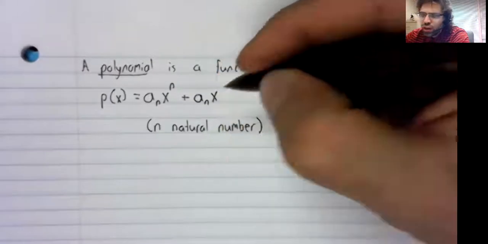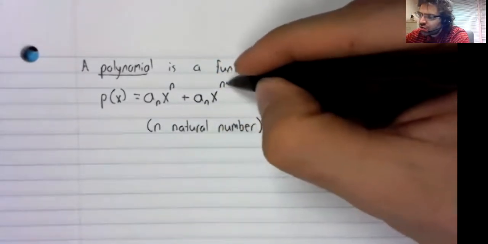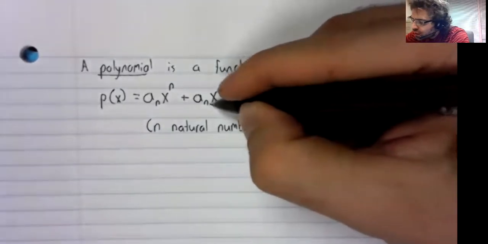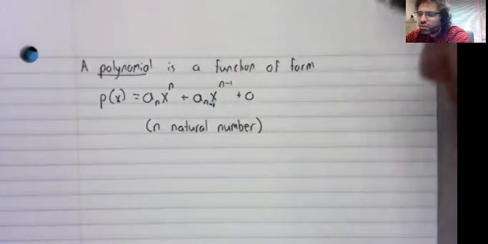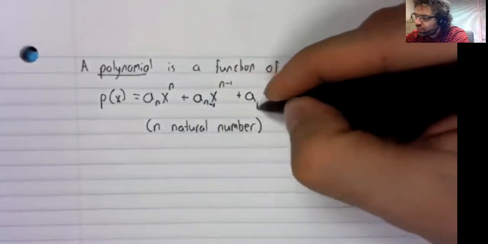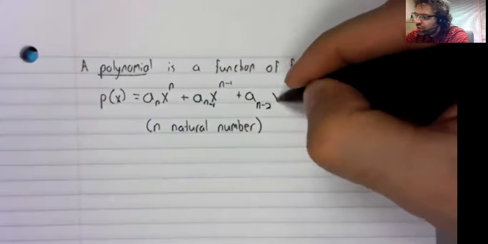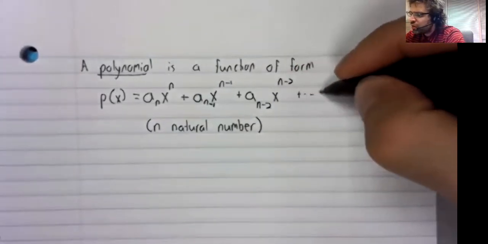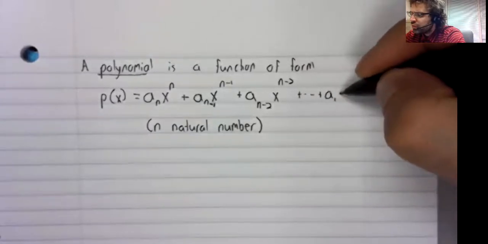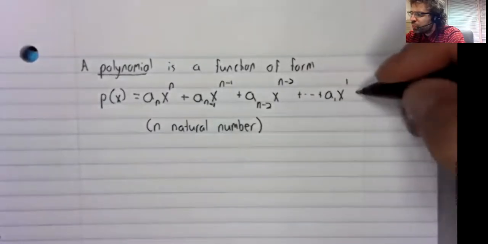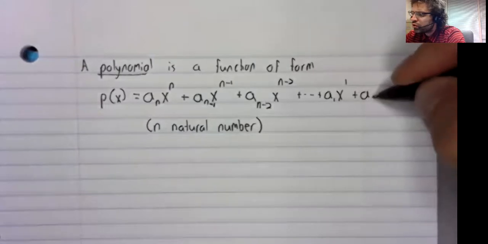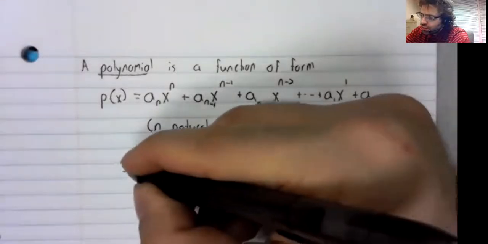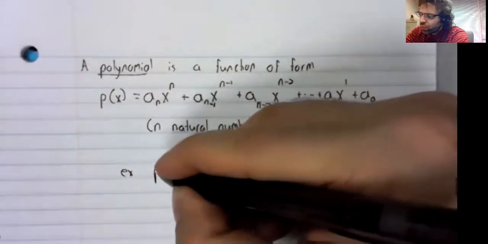And now another term that looks like this. That should be an n minus 1 there. If this notation isn't totally clear, don't worry. I think an example will clear it right up. Example.